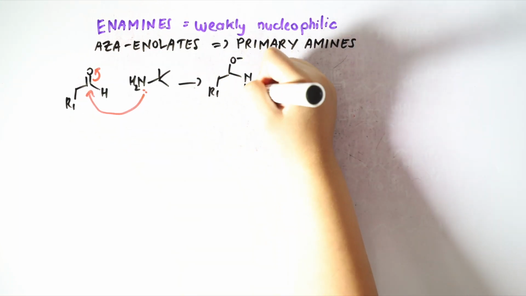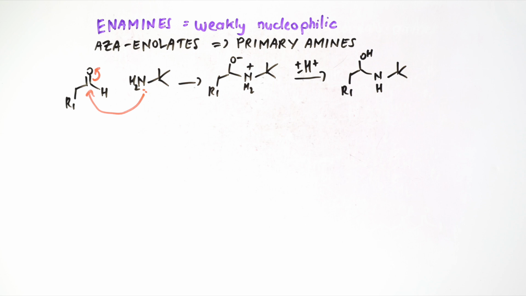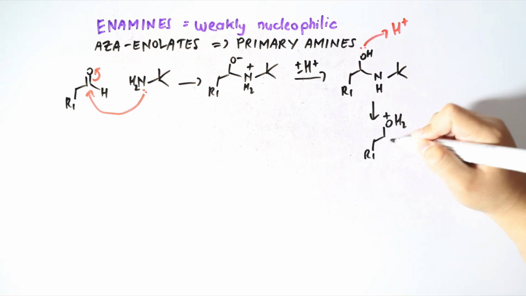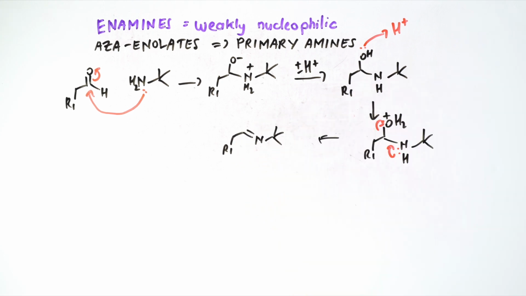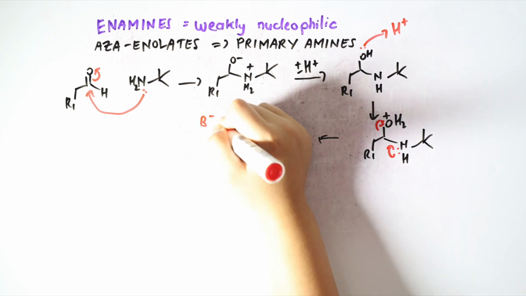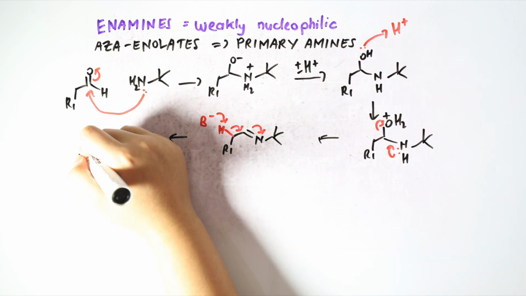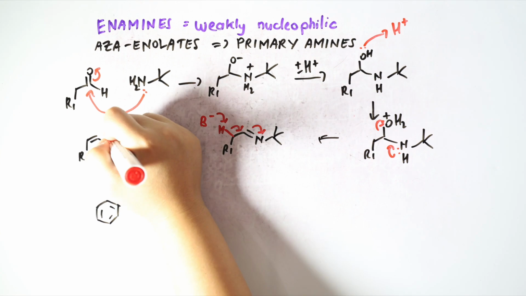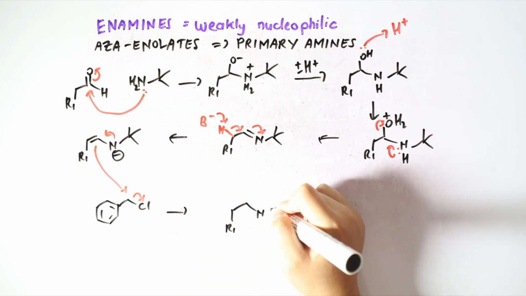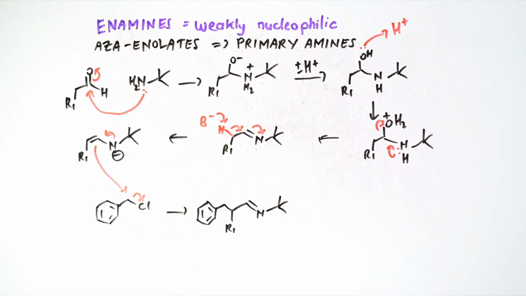First, it forms an imine. Then, treatment with a strong base forms the aza-enolate. After that, an electrophile, for example benzyl chloride, can be introduced. Lastly, the imine can be hydrolyzed in acid to form the aldehyde.